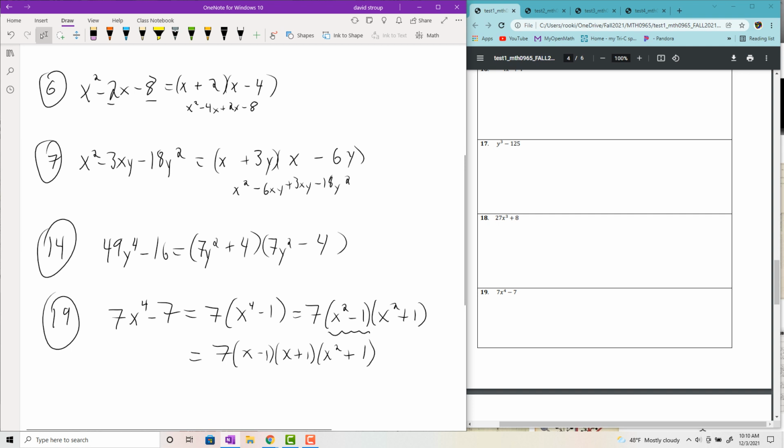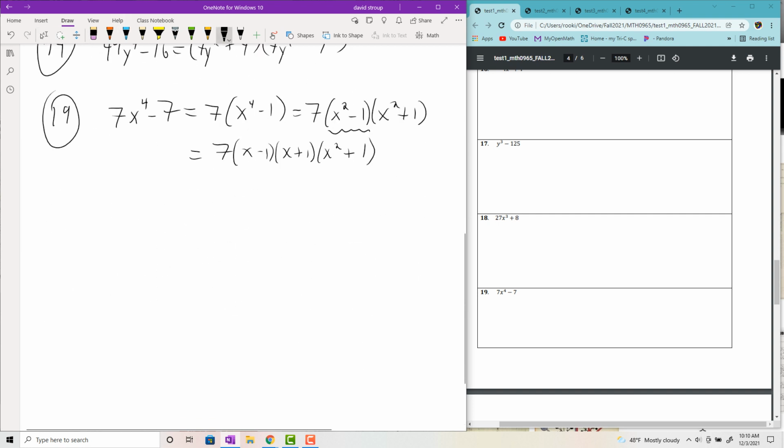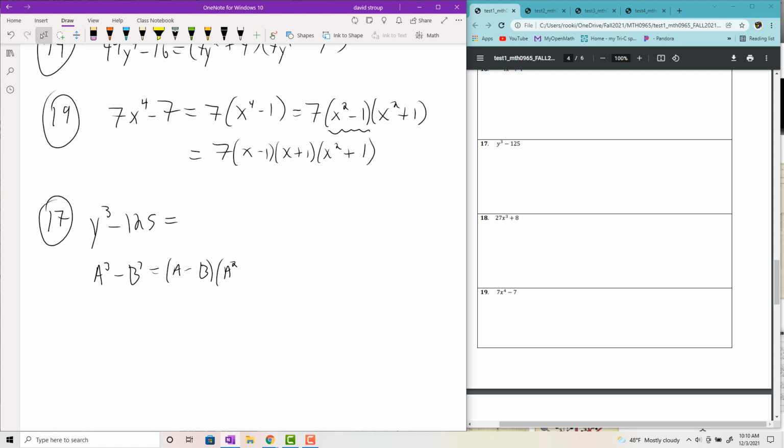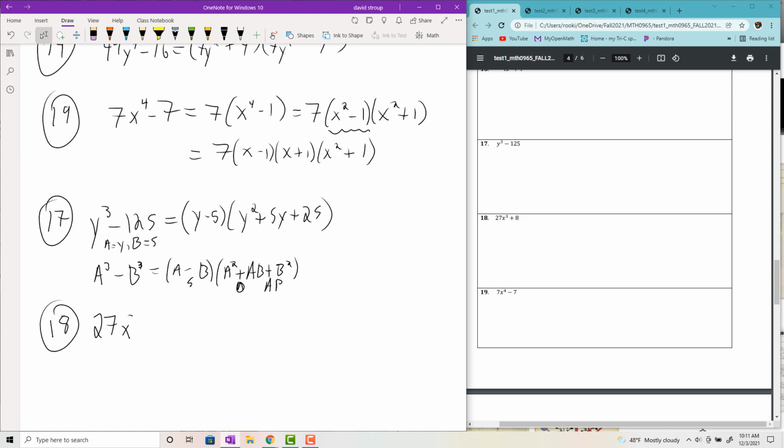Don't forget you have cubic formulas that you have to have memorized, the SOAP formulas. So like for number 17, you have y cubed minus 125. The formula was a cubed minus b cubed equals a minus b times a squared plus ab plus b squared. And the SOAP: same sign, opposite, and then always positive. Okay, so in this case, a is y, b is the cube root of 125, which is 5. And then you'll have y minus 5 times y squared plus 5y plus 25. Okay. So you have to know that. Also the addition version in number 18, I see 27x cubed plus 8.